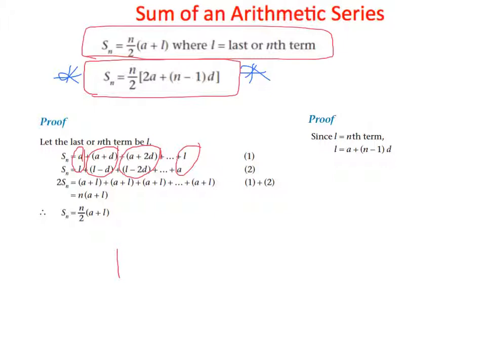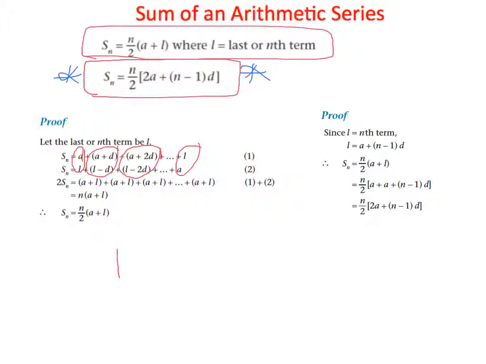And we're just going to let L, the last term, be the nth term, which you know from the last lesson is a plus n minus 1 times d. So just substituting that into our new formula that we just found. So this is the formula we just found there. And we're going to substitute L equals a plus n minus 1 d for this L here. And substituting that in, you get this. And then just collecting like terms, that a plus a becomes 2a. And there we have the new formula for the sum of n terms. So it's n on 2, 2a plus n minus 1 times d.